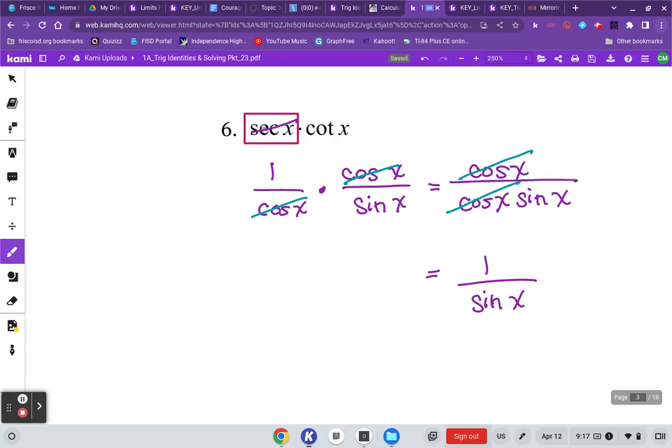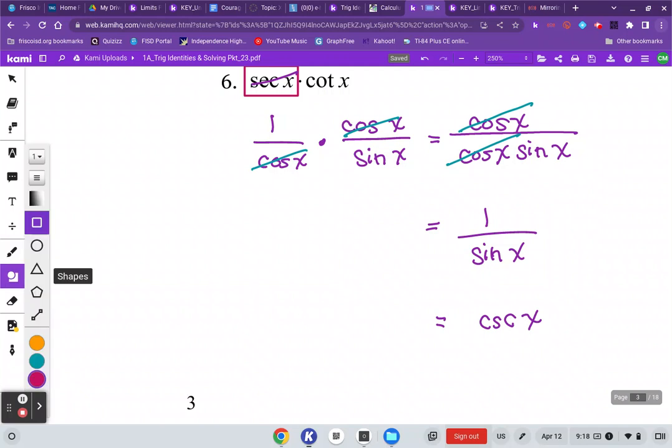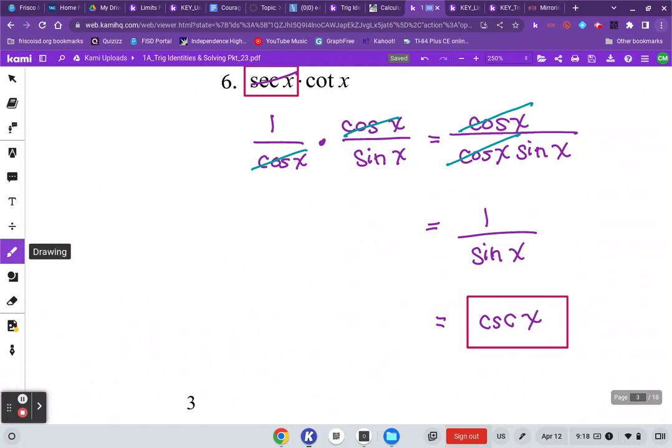Okay, I'm not quite finished, but almost, because the simplest form is always going to be something that's not a fraction, if at all possible. And it's possible. So 1 over sine is equivalent to what? The reciprocal of sine is cosecant. Good. Cosecant. So I can replace 1 over sine with cosecant, and I'm done. I've now simplified this into simplest form, and that's what I'm looking for.